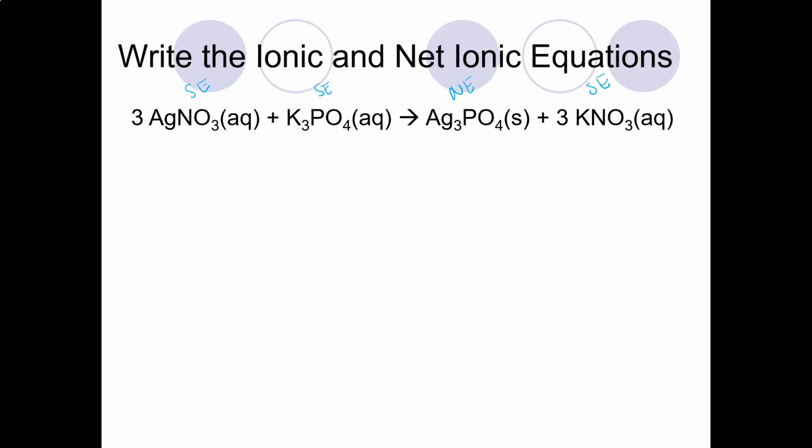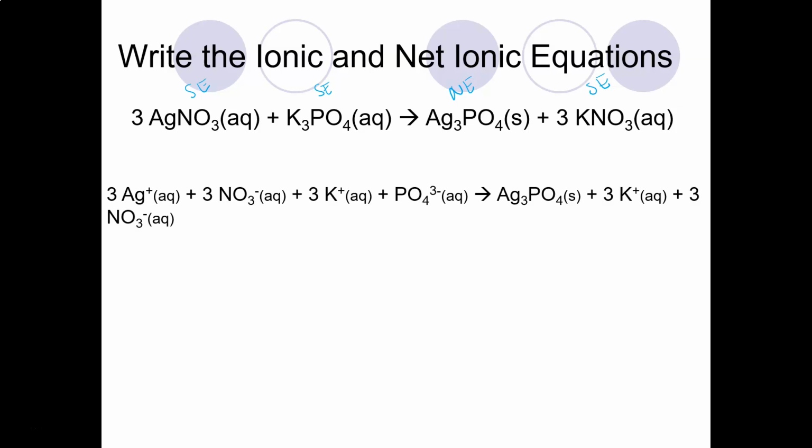Okay, so when I break this apart, I'm going to take those 3 compounds that are strong electrolytes and dissociate them into their ions, making sure to keep everything balanced. The one compound that is a non-electrolyte will not change. It will look exactly the same. So 3 silver nitrates become 3 silver ions and 3 nitrate ions. Potassium phosphate becomes 3 potassiums and 1 phosphate. Silver phosphate doesn't change. 3 potassium nitrates become 3 potassiums and 3 nitrates.